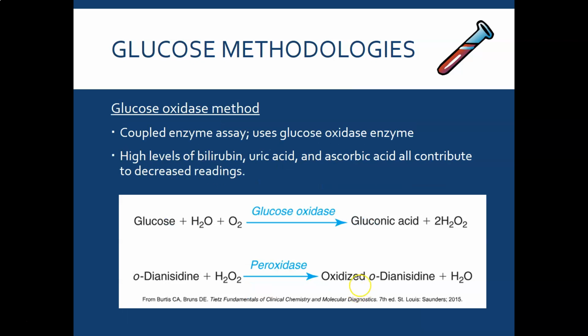With the glucose oxidase method, it is another coupled enzyme assay. It uses a glucose oxidase enzyme. It is cheaper to do, so a lot of labs will use this one, while the hexokinase is more expensive. However, high levels of bilirubin, uric acid, and ascorbic acid, which is vitamin C, can cause decreased readings. In this method, glucose reacts with water and oxygen with glucose oxidase and makes gluconic acid and hydrogen peroxide. Then the hydrogen peroxide is used with peroxidase in a color reaction. This goes from colorless to colored, and the color change is proportional to the concentration of glucose.